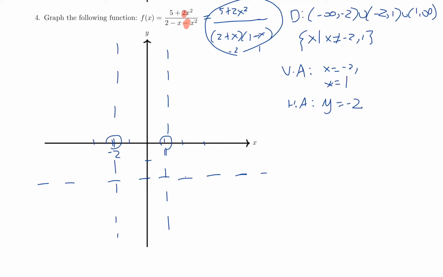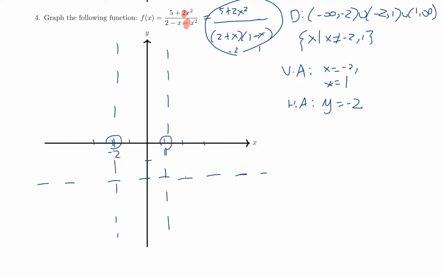Remember, it is okay for the graph to cross a horizontal asymptote. It can also cross a slant asymptote. But a function graph cannot cross a vertical asymptote.